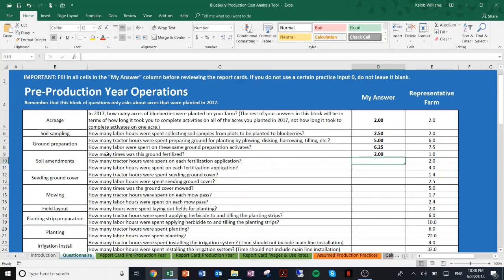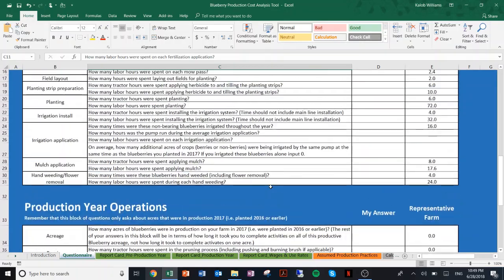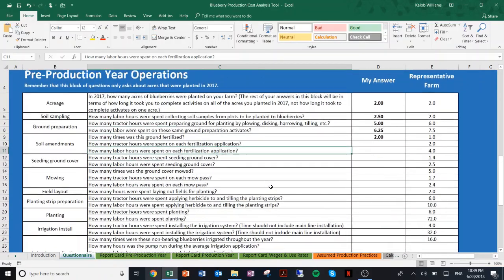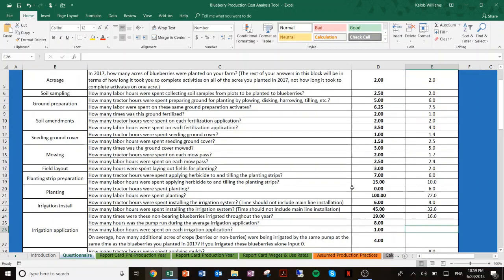And then I go on and you'll notice that all of these questions fall into one of 3 types essentially. You have how many times did something happen, or in other words, a frequency, how many tractor hours were spent on that activity, and how many labor hours were spent on that activity. And the rest of these questions follow essentially that same format. So I'm going to go ahead and jump ahead right now and fill a lot of these in automatically. As I go through this, there's a couple of things that I want to point out.